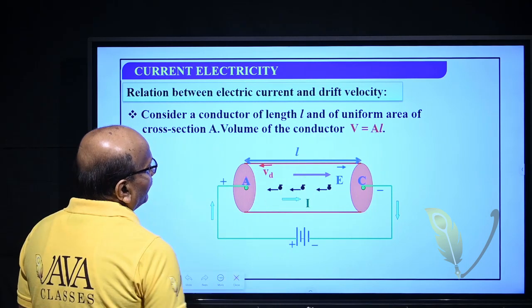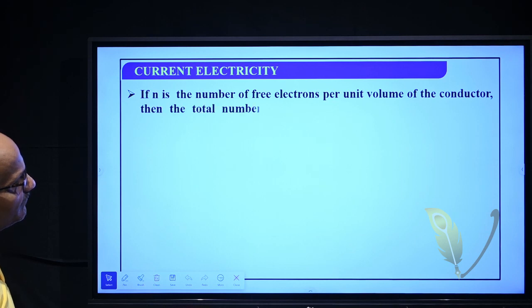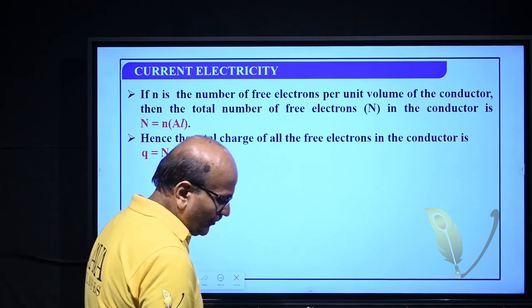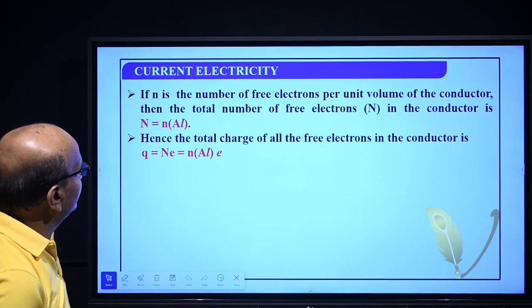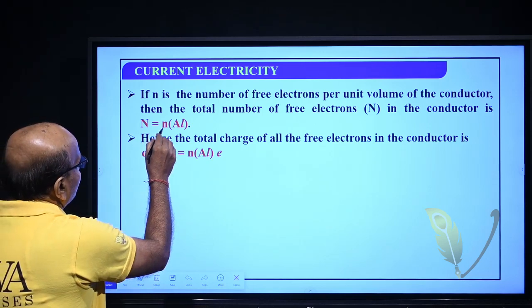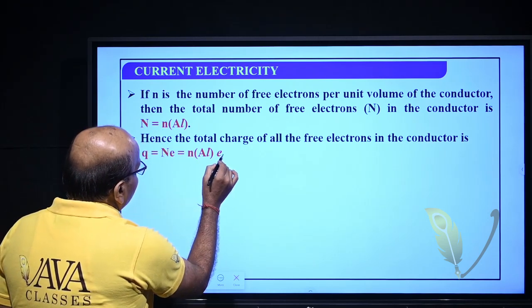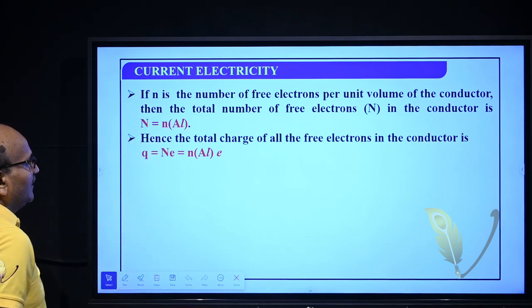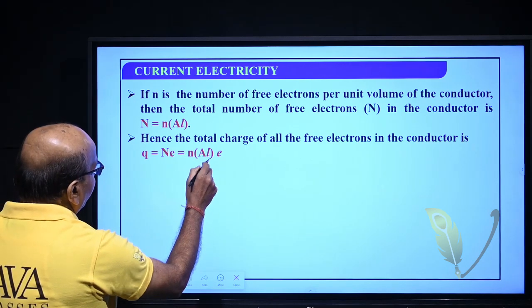Now if small n is the number of free electrons per unit volume of the conductor, then the total number of free electrons within the conductor will be n A L. We know the charge of each electron is e. So there are n A L free electrons within the conductor. Therefore the total charge within the conductor is equal to n A L into e.